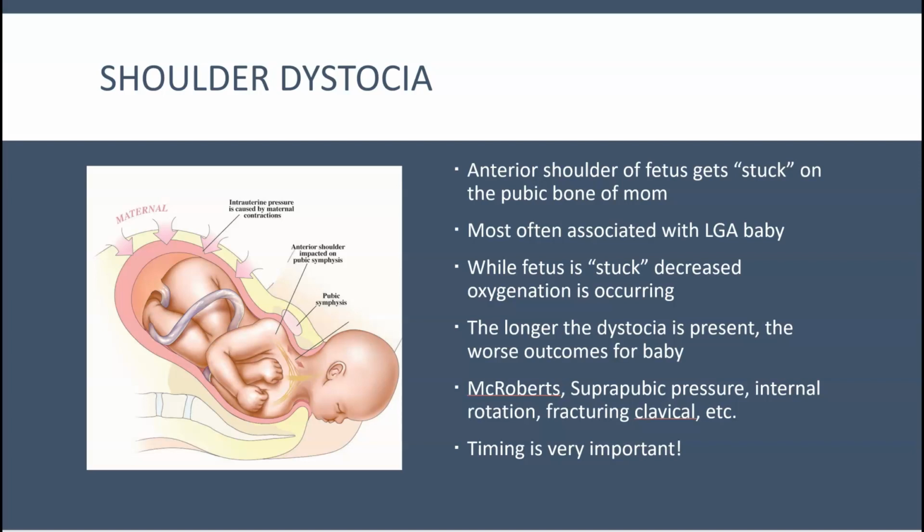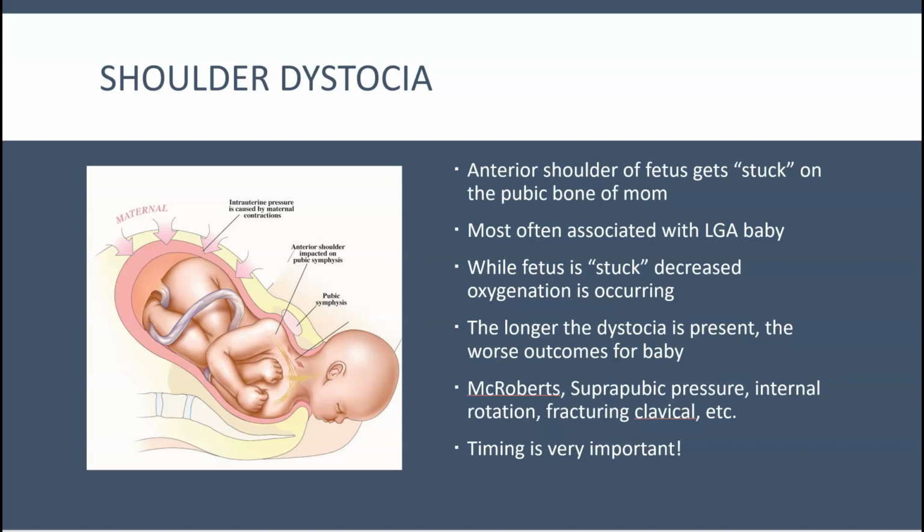We have a number of different interventions that we can do to try to release the stuck shoulder. Sometimes the very first intervention releases it and it comes out. Sometimes we make it all the way through the line. It's not a one-size-fits-all approach. So McRoberts is superflexion of the legs, essentially putting mom's knees as close to her ears as we can get them. This opens up the pelvic outlet as much as it will possibly go.